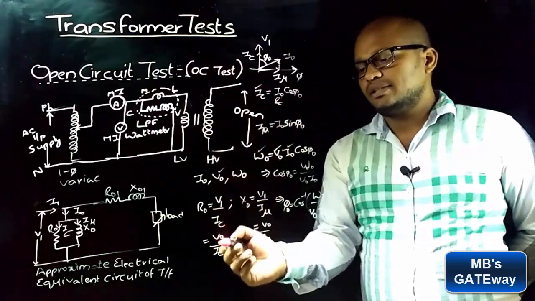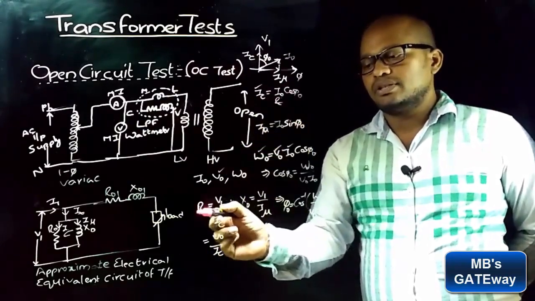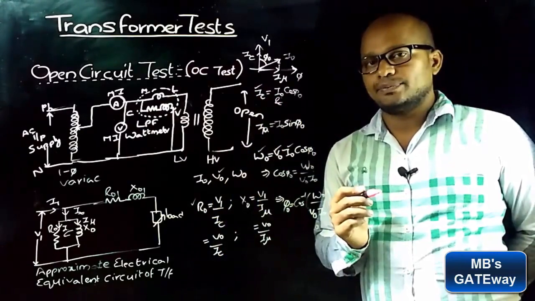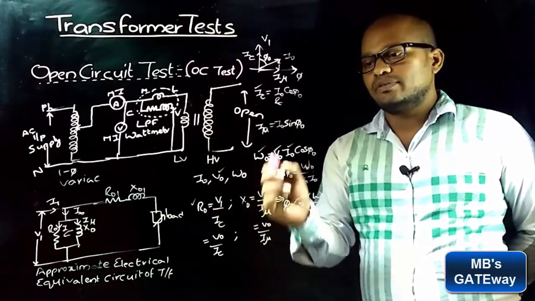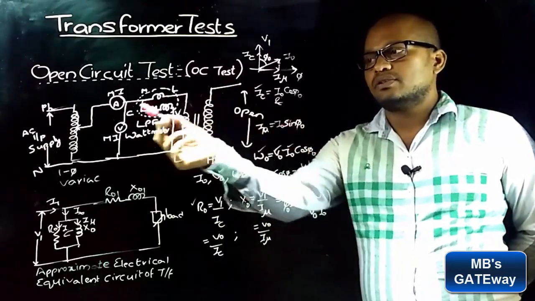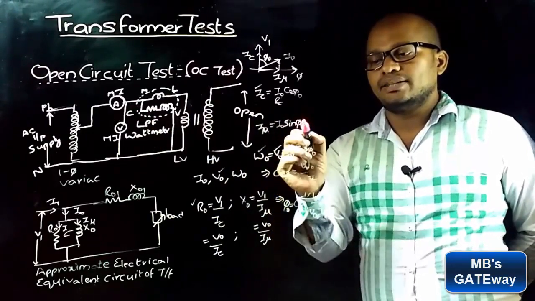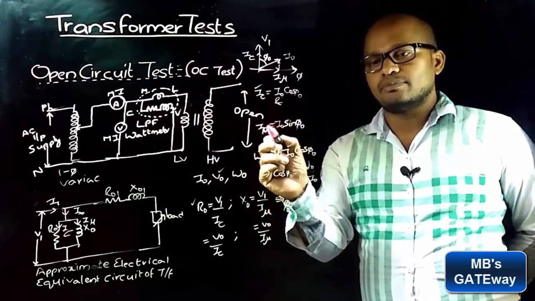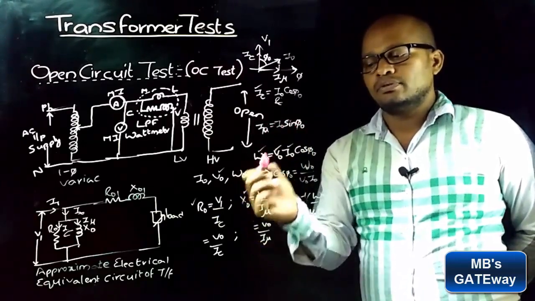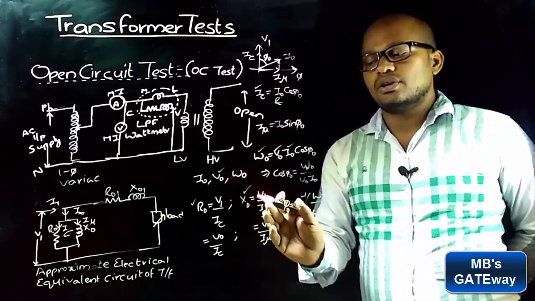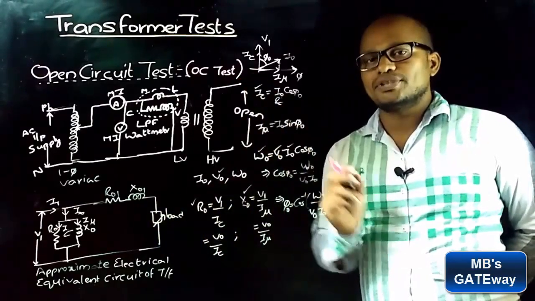So place this IC in this, and as V naught is known and IC is found, we can find the R naught value. Similarly, to find X naught, we know V naught, and I mu is given by I naught sin phi naught. I naught is the ammeter reading, and sin phi naught is found by applying phi in this. So we will get I mu. Place this I mu here, and V naught by I mu will give you X naught. So this is how the shunt branch elements R naught and X naught are found from the open circuit test.